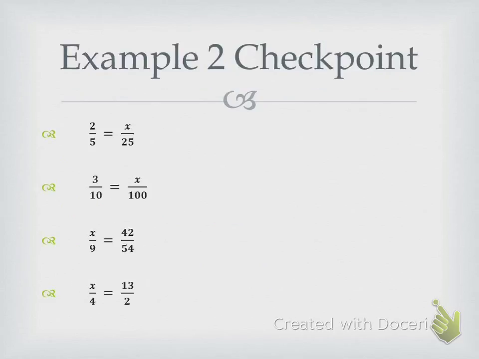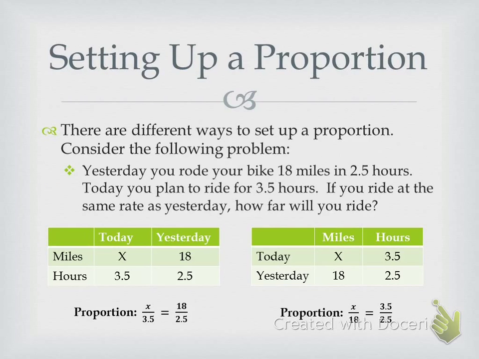Now there is one more example that I want to go over, and that's actually setting up a proportion. The most important part about setting up a proportion is that you're comparing the same thing on both sides of the ratio. In this case, it says, yesterday you rode your bike 18 miles in 2.5 hours. Today you plan to ride for 3.5 hours. If you ride at the same rate as yesterday, how far will you ride?